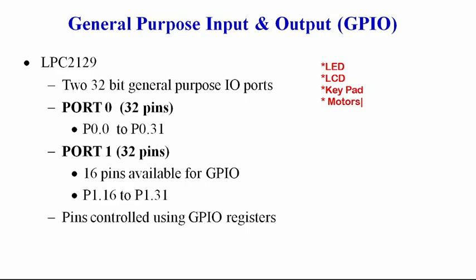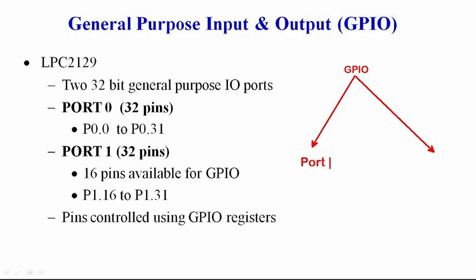So in our LPC2129 microcontroller, guys, we have two ports. GPIO has been divided into two different ports, port 0 and port 1. Both are 32-bit. So this is 32-bit, and port 0 is also 32-bit.